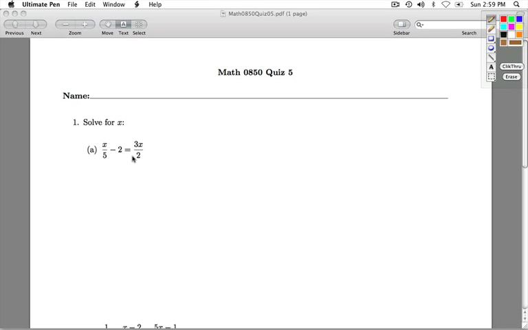Hi folks, this is Beginning Algebra Quiz 5. We're asked to solve for x in a variety of different equations.